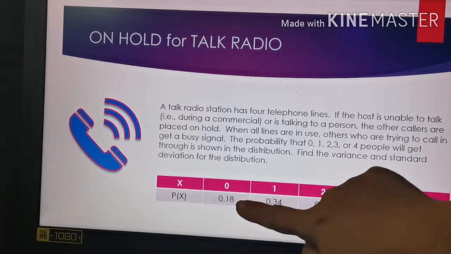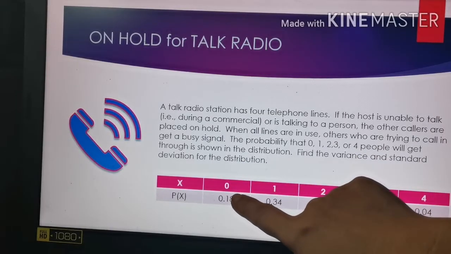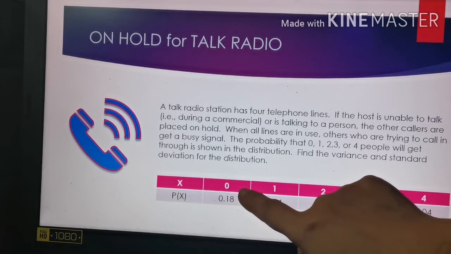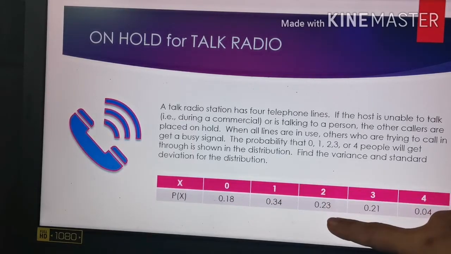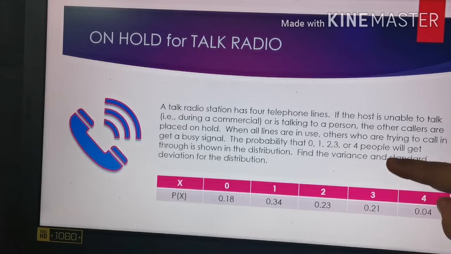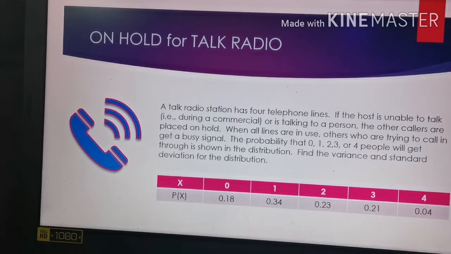So, ito yung mga probability na pwedeng makatawag yung isang tao wala sa 4 na lines. Ito naman dun sa first line, ito dun sa second line. Ito yung probability na ang isang tao ay sa third line makakatawag. Ito naman sa ika-4 na line. Okay? So, ang tinatanong niya ay variance and standard deviation for the distribution.